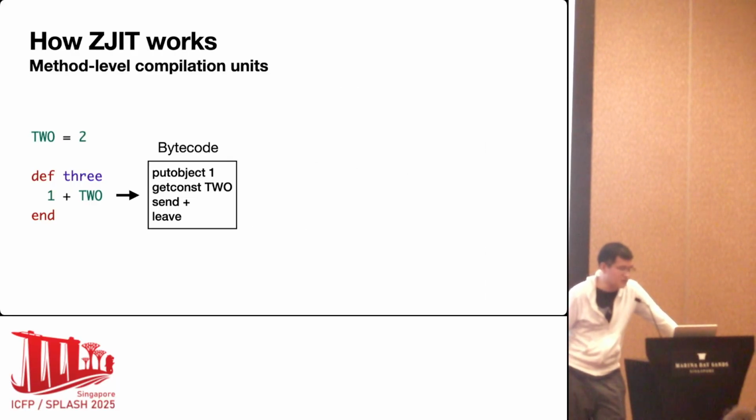For ZJIT, we have a method-based architecture. We are going to compile the whole bytecode of the method at once. But to do that, unlike YJIT, we don't do the profiling as part of lazy compilation.